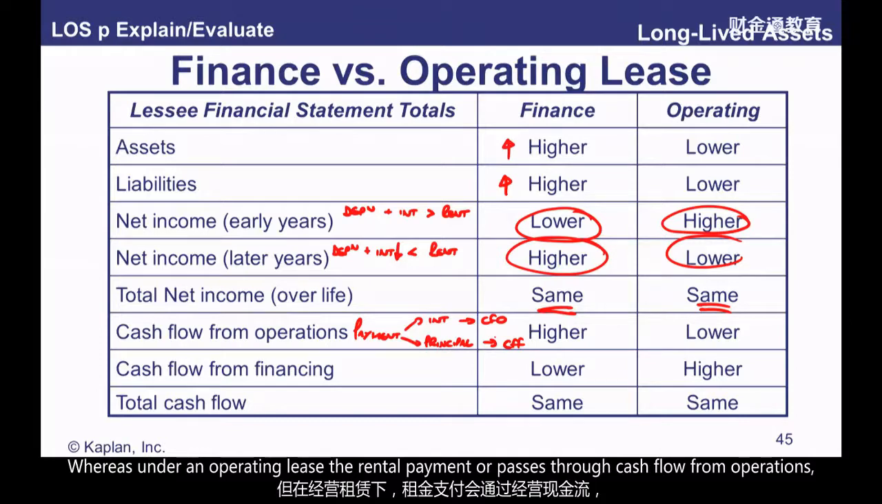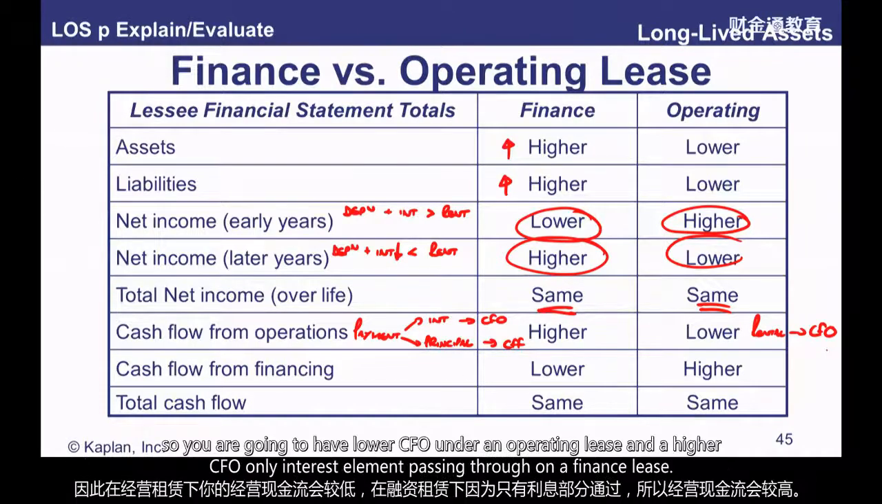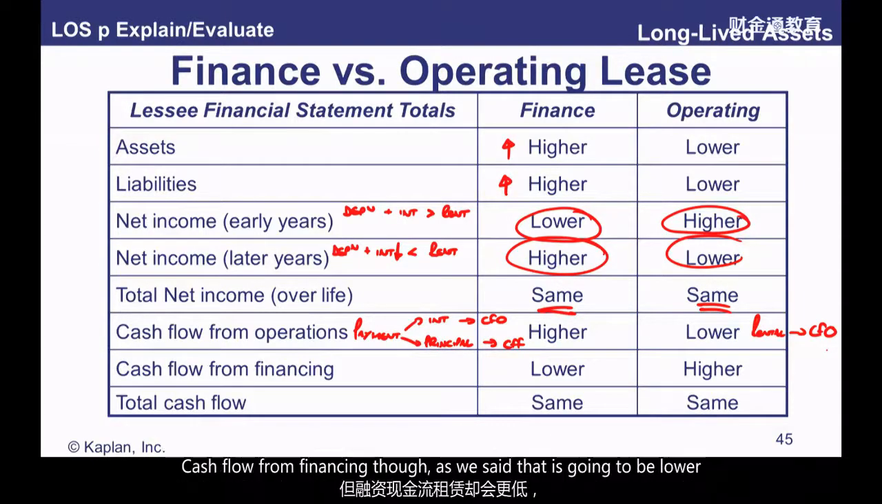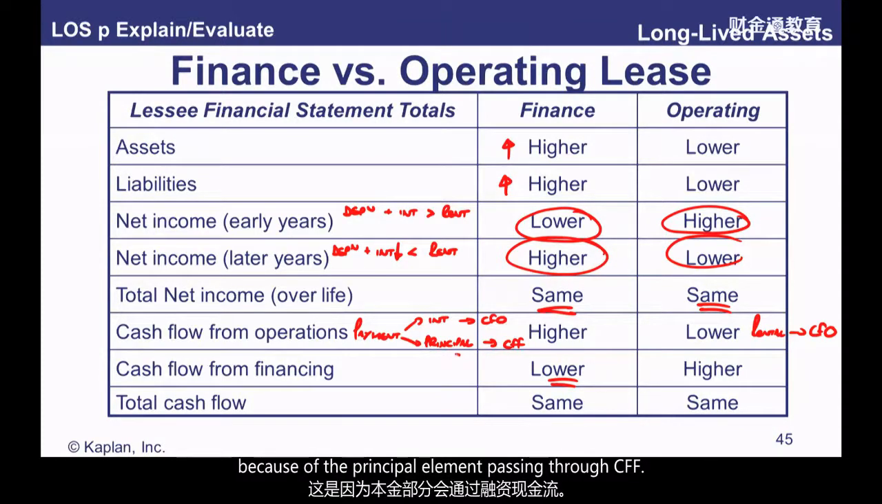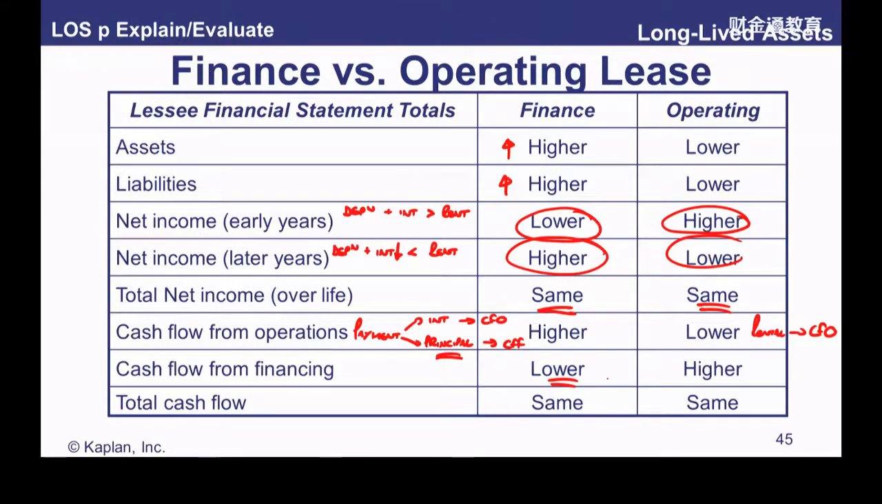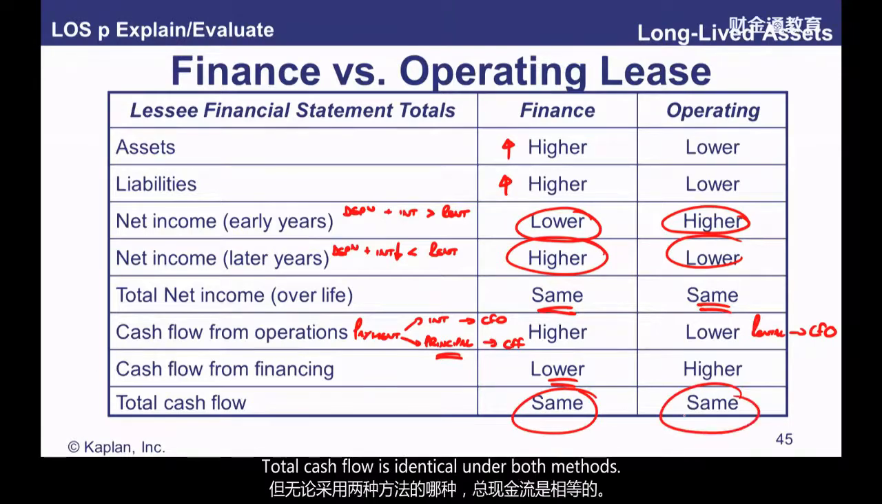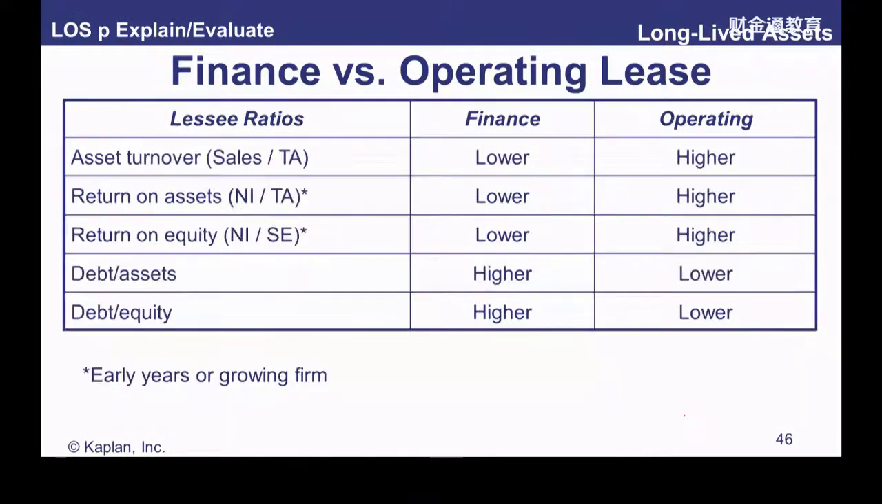Whereas under an operating lease, the rental payment all passes through cash flow from operations. So you're going to get a lower CFO under a finance lease, and a higher CFO under an operating lease. Only the interest element passes through on a finance lease. Cash flow from financing, though, as we said, is going to be lower under a finance lease because of the principal element passing through CFF. Under an operating lease, everything passes through CFO, so comparatively speaking, higher cash flow from financing. Total cash flows are identical under both methods.